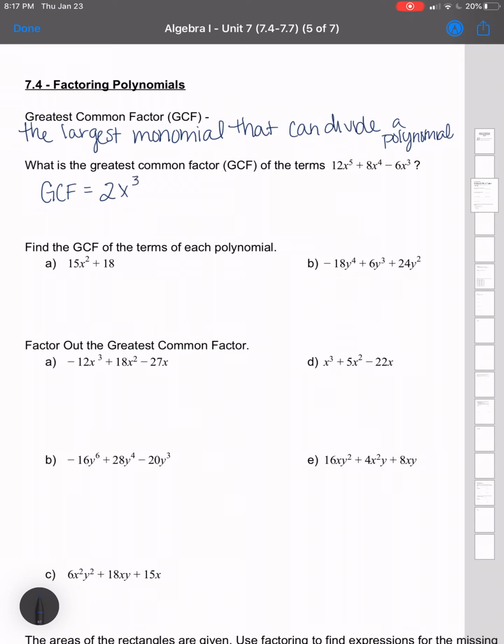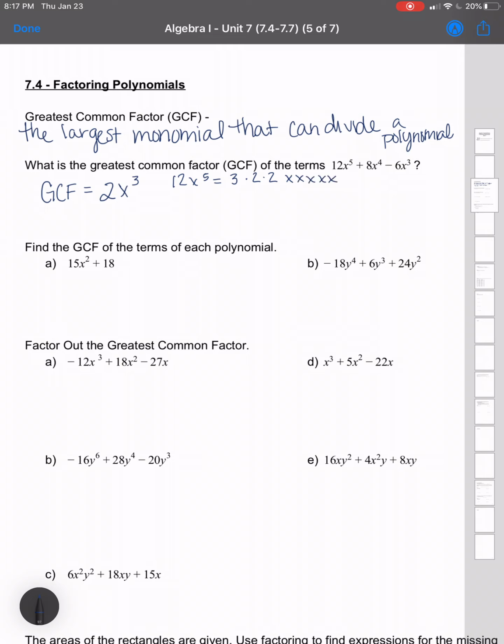Okay. So we have another method that we can use to find the GCF, and that is to factor everything out. So we take this 12x to the fifth. 12 is 4 times 3, so I'm going to put the 3 times, and then 4 is 2 times 2, and then we have 5 x's.